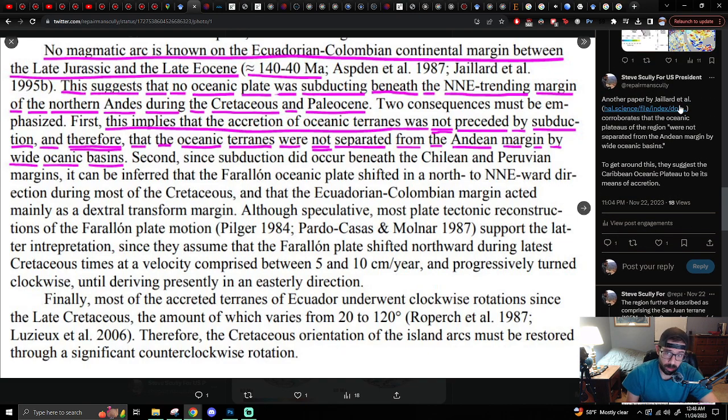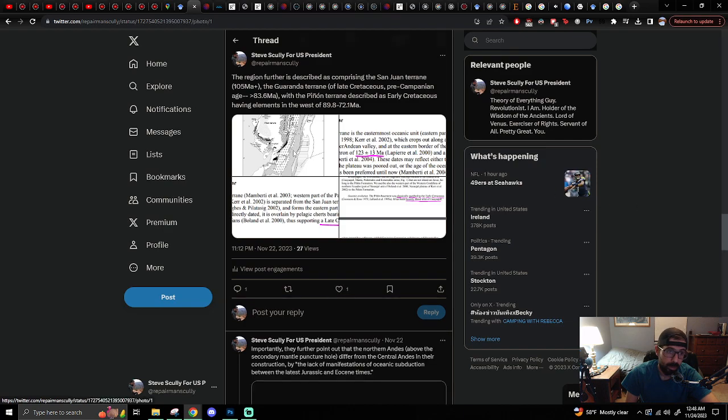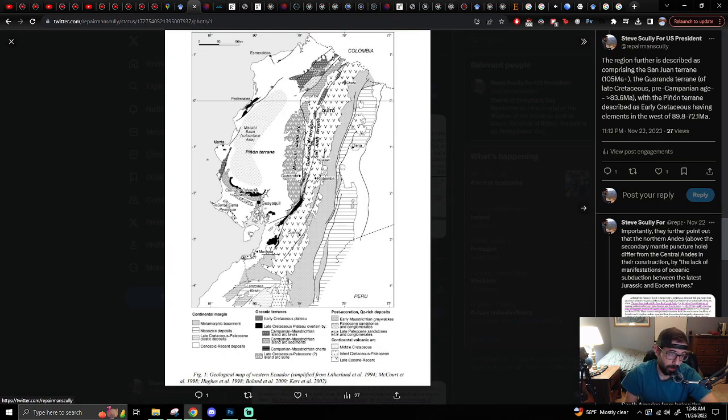So this paper by Jaylard et al. Further states, let's just go here. Here's the region. Here's the Pinon Formation region, with the Manabi Basin between, and the Pinon Formation, I guess, is just the white in general.